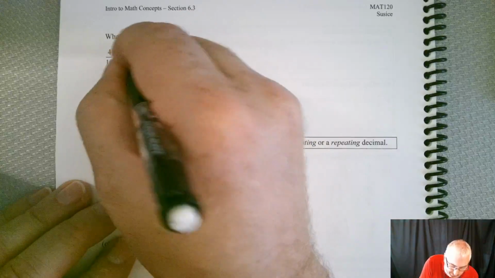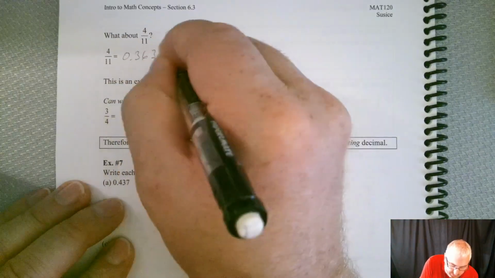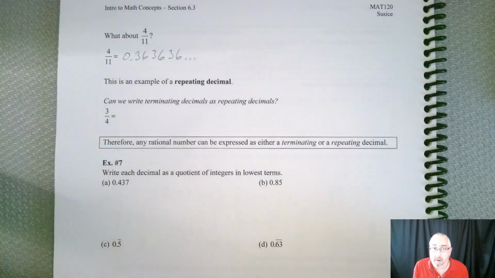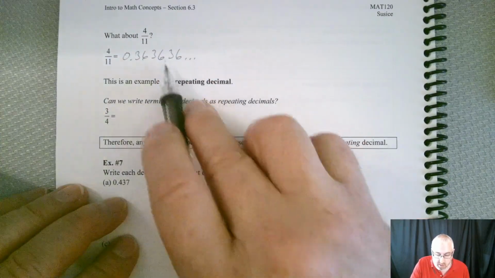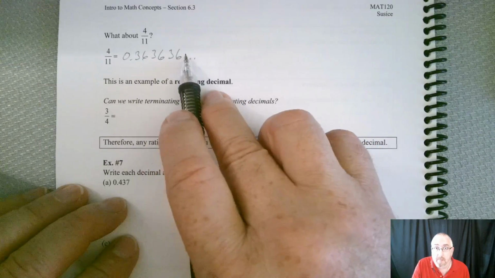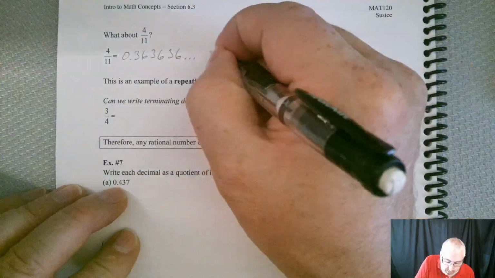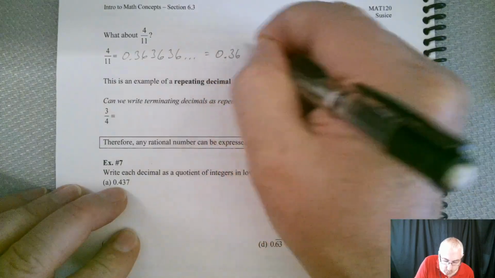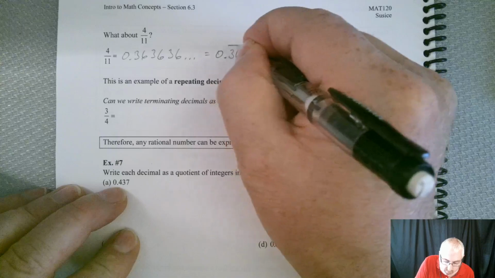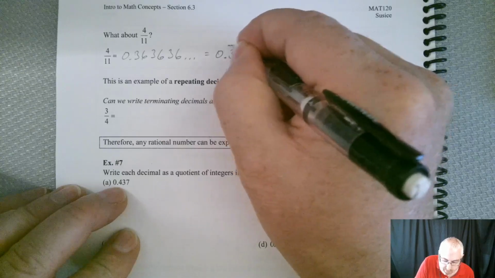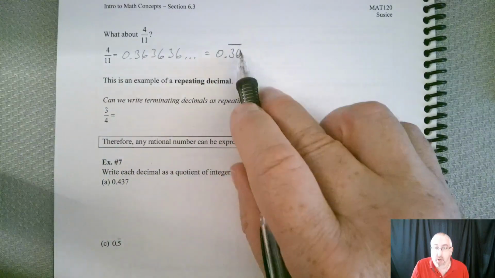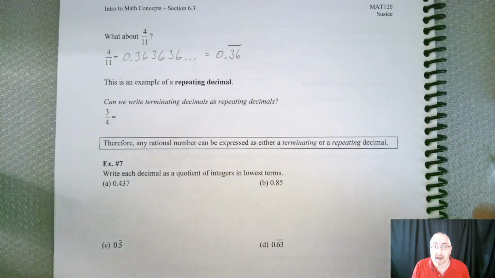So this is equal to 0.363636, and it keeps repeating that same pattern forever. So we can illustrate that by putting 3 dots like this, or a shorter way is to use an overbar. And an overbar goes over the digits that repeat. So in this case, this would be 0.36 repeating. So that's the notation we could use as well.